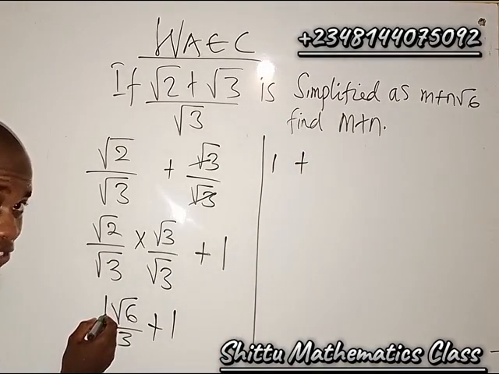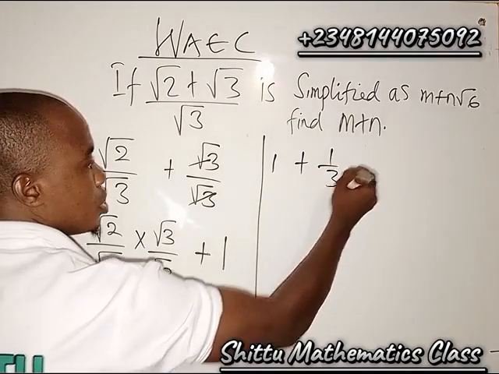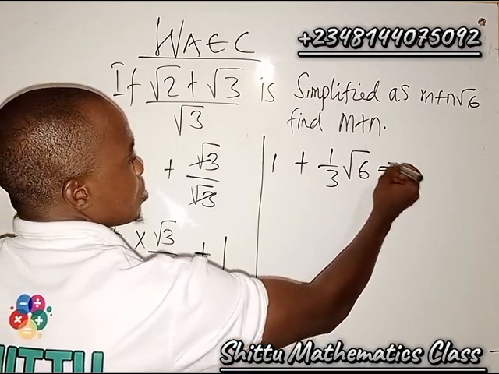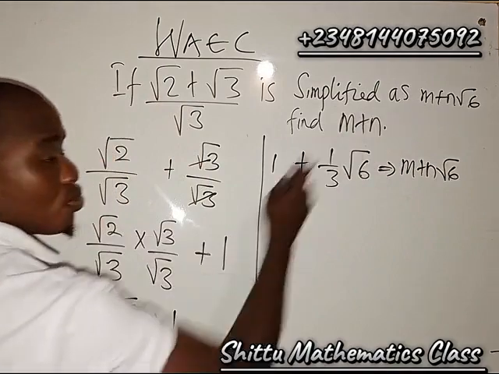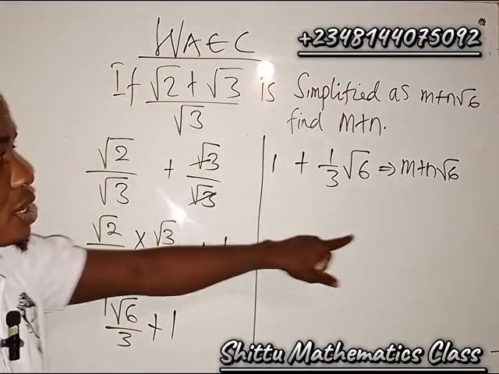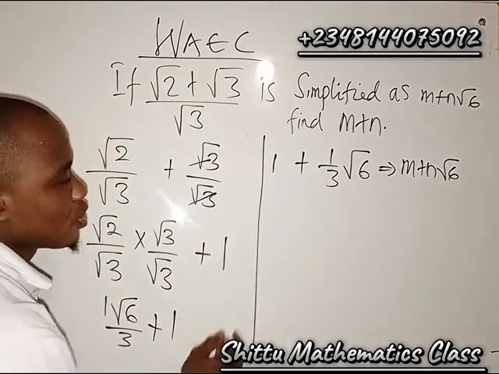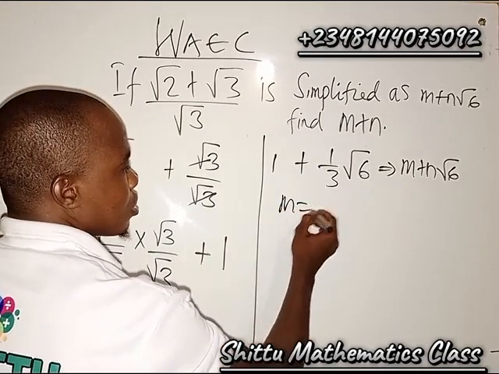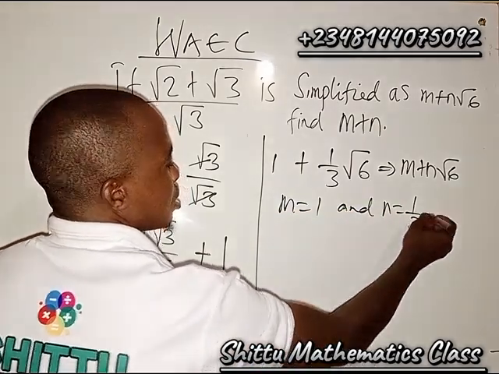then we can see that we have 1 here. It's invisible, right? So I'm going to bring it out. It's going to be 1 over 3 root 6, which implies m plus n root 6. So according to what they said, this is simplified as this. So when you compare this and this together, you can see that m equals 1 and n equals 1 over 3.